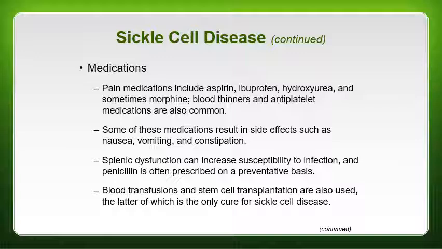Hematopoietic stem cell transplantation is really the only cure for sickle cell disease. So beyond that, pretty much everything else described would be strictly to reduce the symptoms. And in the case of, for instance, the penicillin, they are possibly more at risk for infection because of the issues related to the spleen.